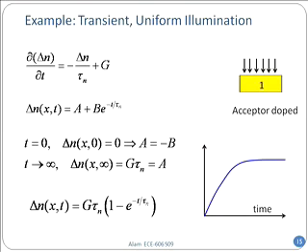So this is as a function of time. You realize that it will come in and it will saturate. What is this value? G multiplied by tau sub n. That's the value when things have saturated.